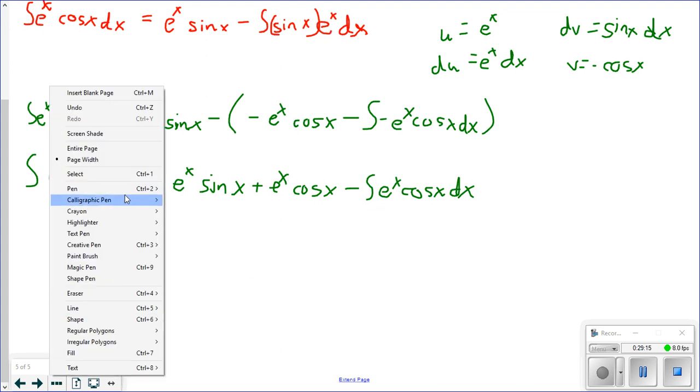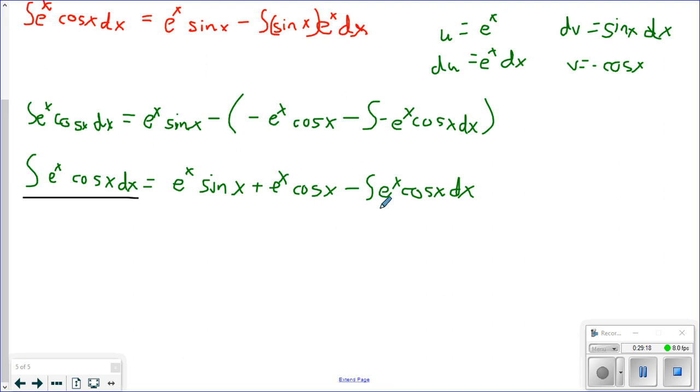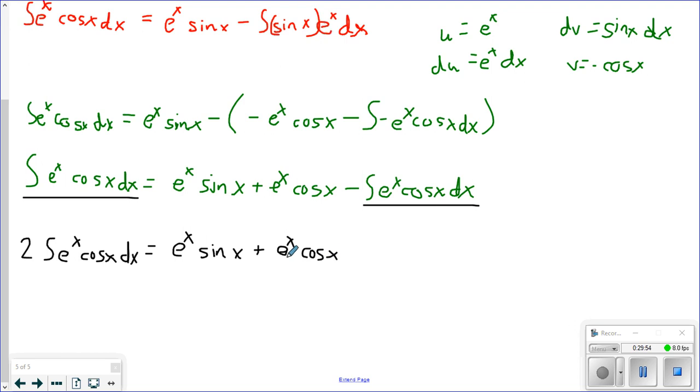We have this integral of e to the x cosine of x dx and this integral of e to the x cosine of x dx. What I'm going to do is add the integral of e to the x cosine of x dx to both sides. So it's going to be 2 times the integral of e to the x cosine of x dx equals e to the x sine of x plus e to the x cosine of x.